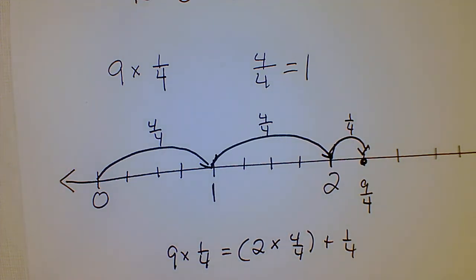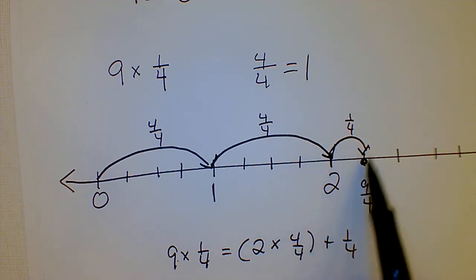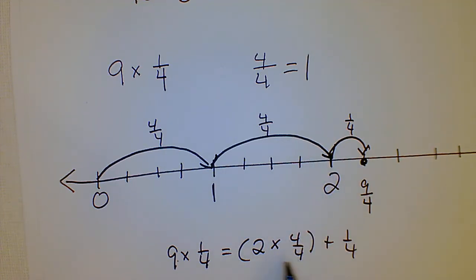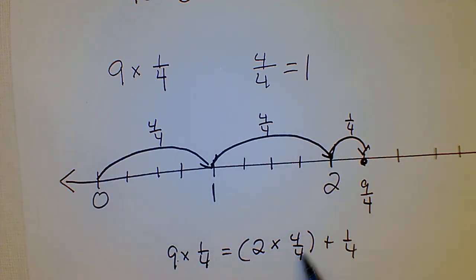So how did I get that? What did I just do? Well, instead of saying 1/4 9 times, 1, 2, 3, 4, 5, 6, 7, 8, 9, we could also say that you're doing 2 times 4 fourths. Here's 1 4 fourths. Here's another 4 fourths. And remember, this is just 1. So 2 times 1 is equal to 2.